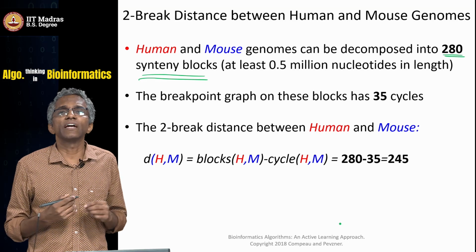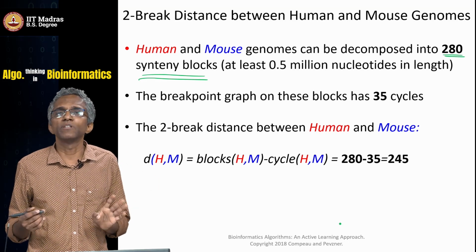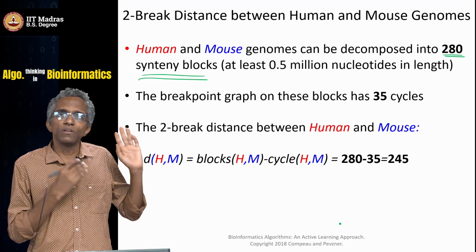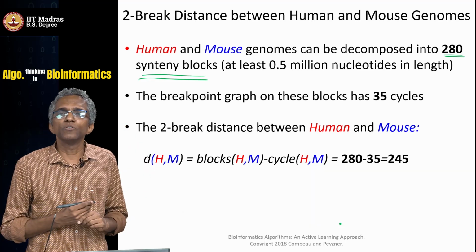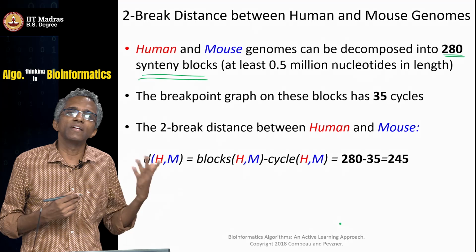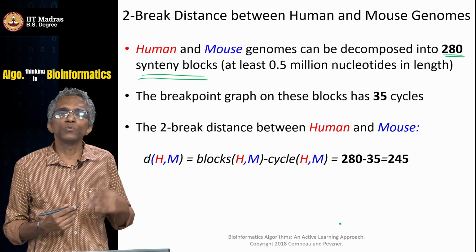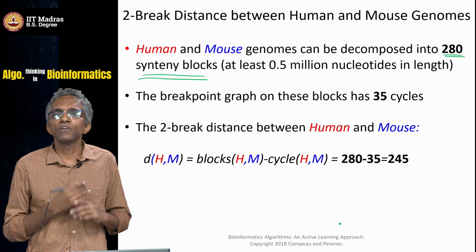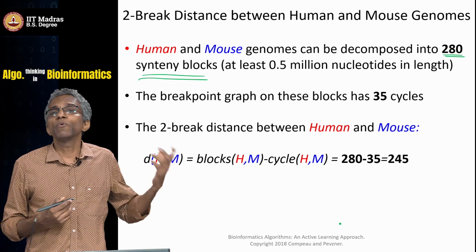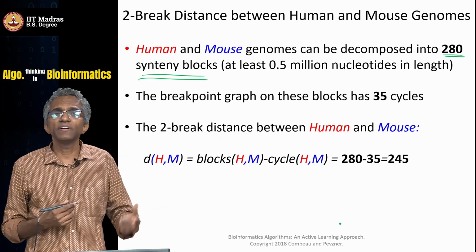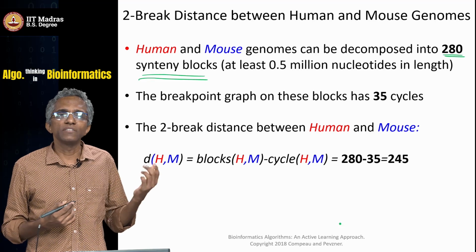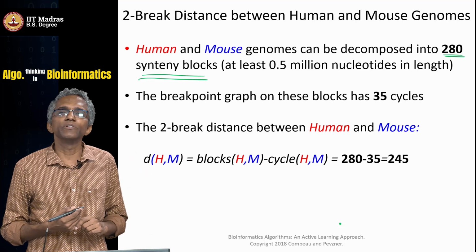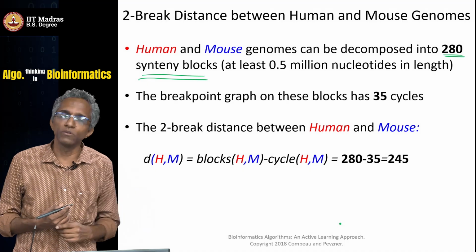Equipped with this theorem, we can actually calculate the 2-break distance between human and mouse genomes quite easily. You first have to figure out all the synteny blocks between the human and mouse genomes. There are algorithms for doing that, and they return 280 synteny blocks, or 280 blocks of genes that are conserved between human and mouse genomes across all the chromosomes. The breakpoint graph on these blocks has 35 cycles, so you can simply subtract these two: 280 minus 35 is 245. That is going to be your 2-break distance between the human and mouse genomes.